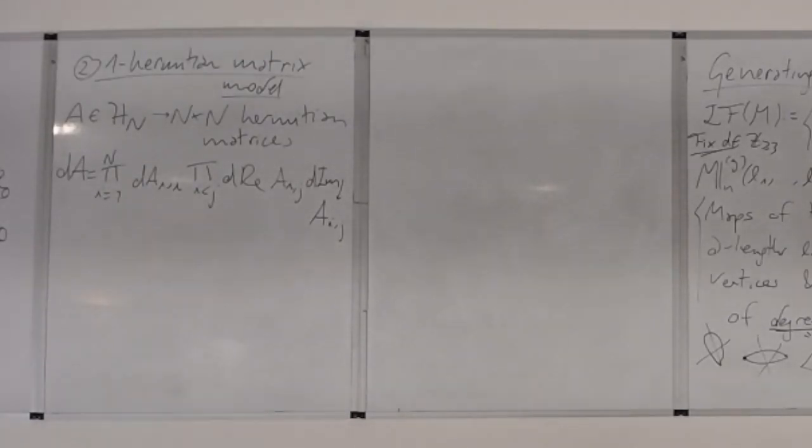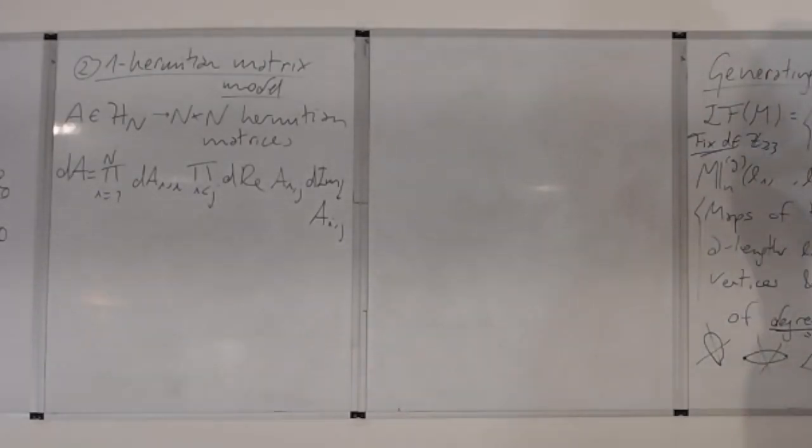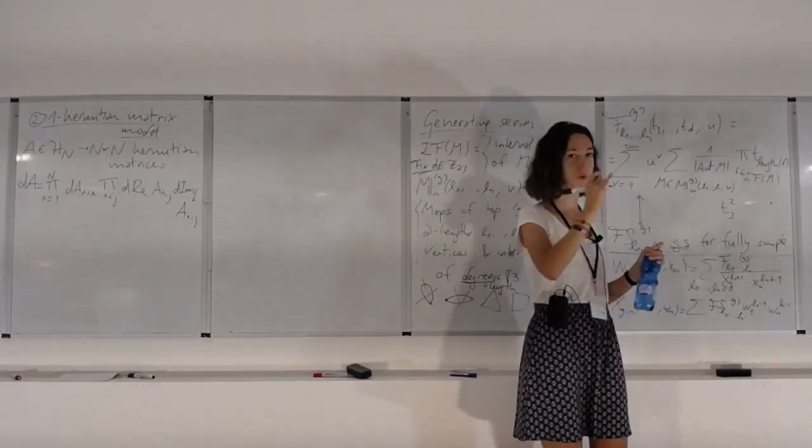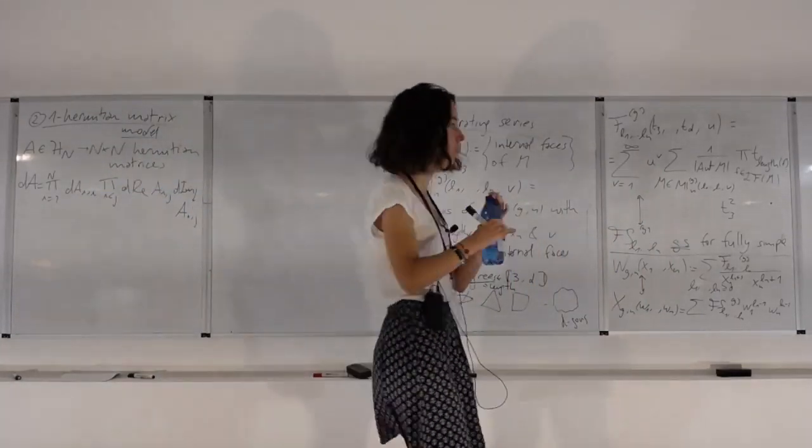Can you say again what the F^S in the definition of X is? This is the generating series for fully simple maps, exactly as the ordinary one, but summing over fully simple maps. Is it clear? Okay.